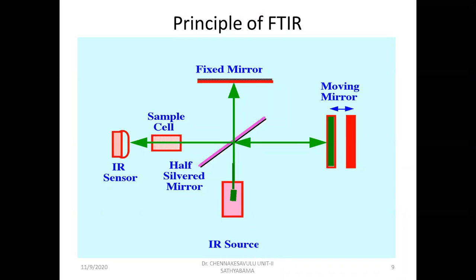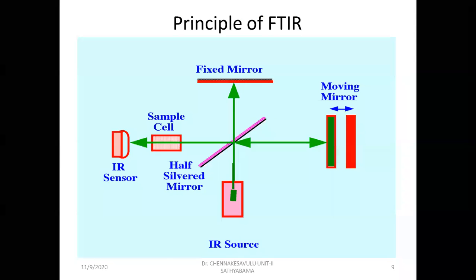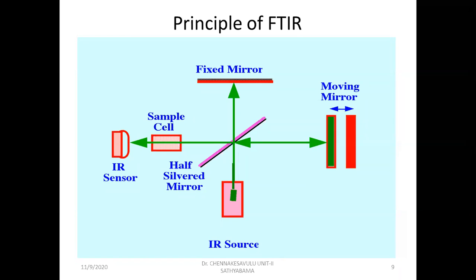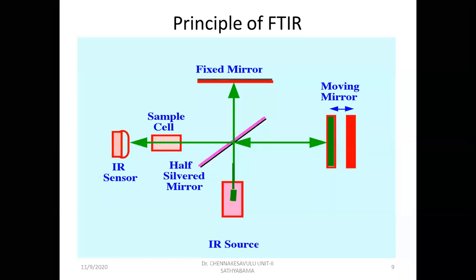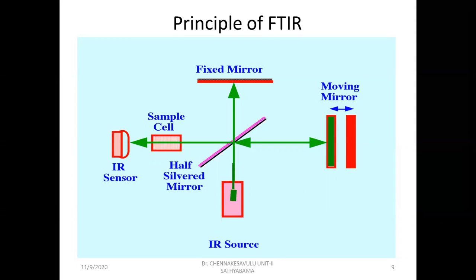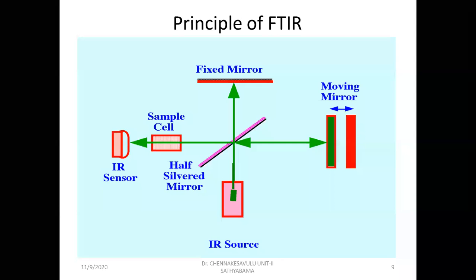Our sample cell will have either a solid, liquid or gas. The IR radiation will come and hit the sample cell, and the sample will absorb IR radiation. The transmitted IR radiation will be detected by the IR sensor. The amount absorbed by the sample will be detected by the detector. We know the initial intensity of the source IR radiation, and we determine the transmitted IR radiation with the help of the detector.